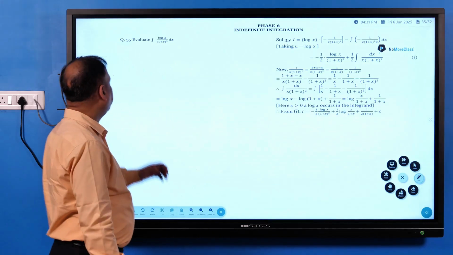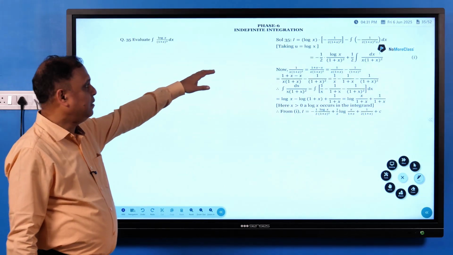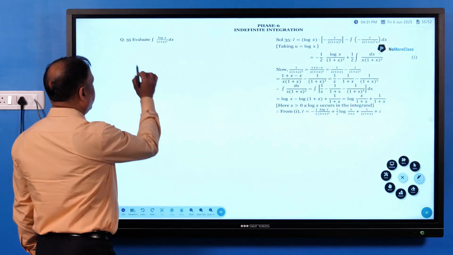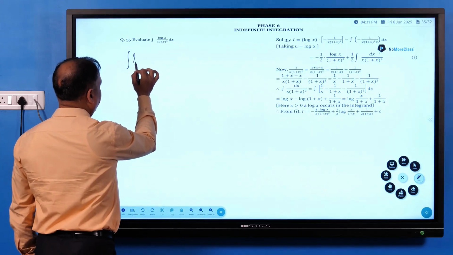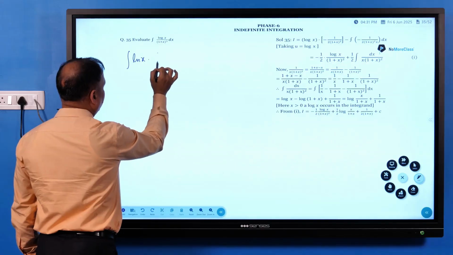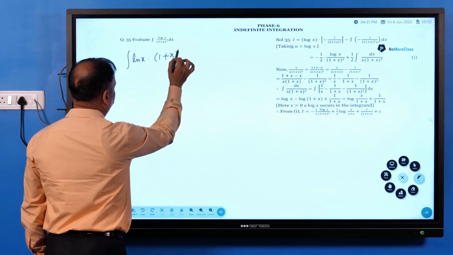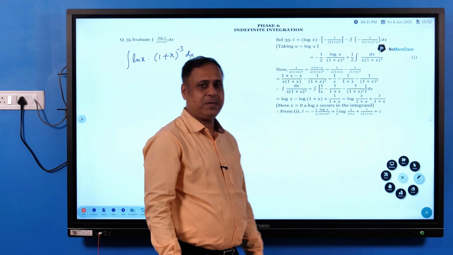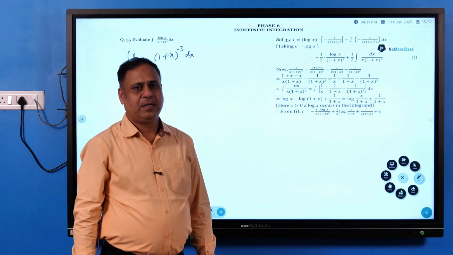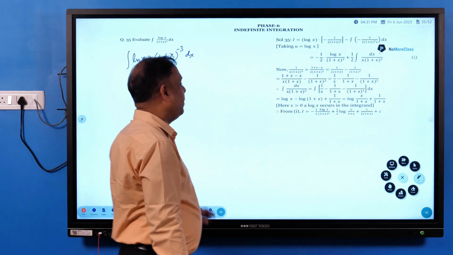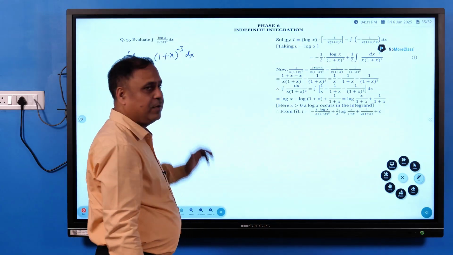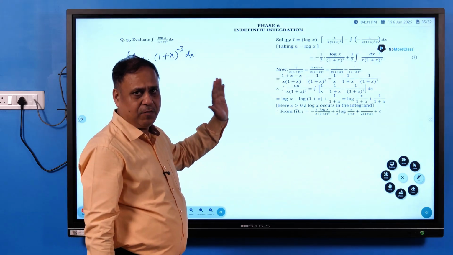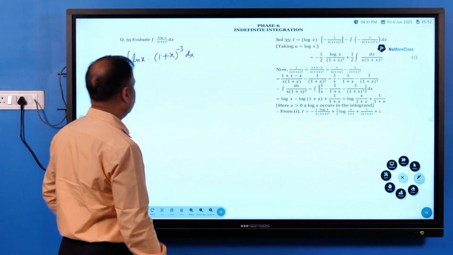So now coming to question number 35, exercise 1, phase 6, indefinite integration. Write this in the form of log x into 1 plus x raised to power minus 3 dx. See, in this question, we cannot use the substitution method. So by parts, the ILATE method we will use. So log, ILATE, I L inverse logarithmic, so log will be given the first preference.